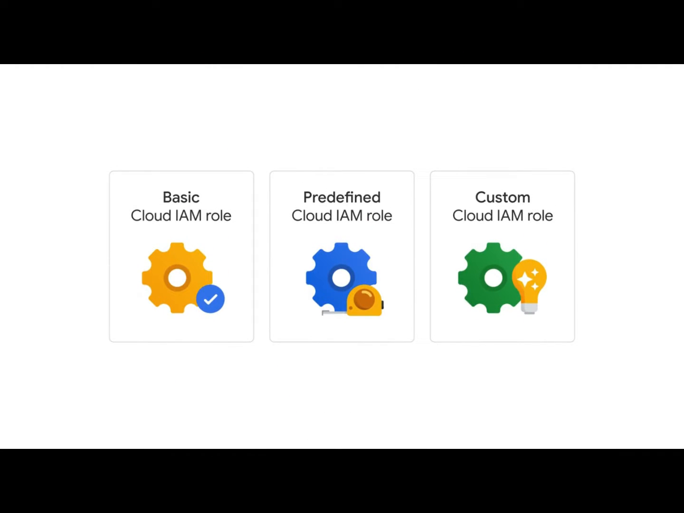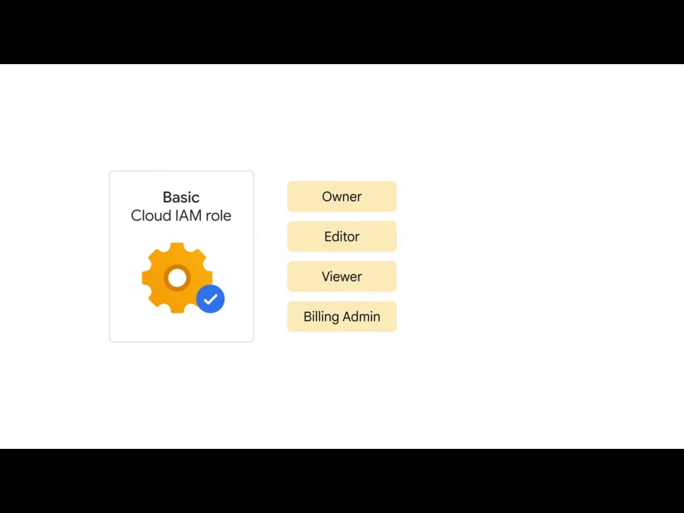There are three kinds of roles in IAM: basic, predefined, and custom. The first role type is basic. Basic roles are quite broad in scope. When applied to a Google Cloud project, they affect all resources in that project. Basic roles include owner, editor, viewer, and billing administrator.